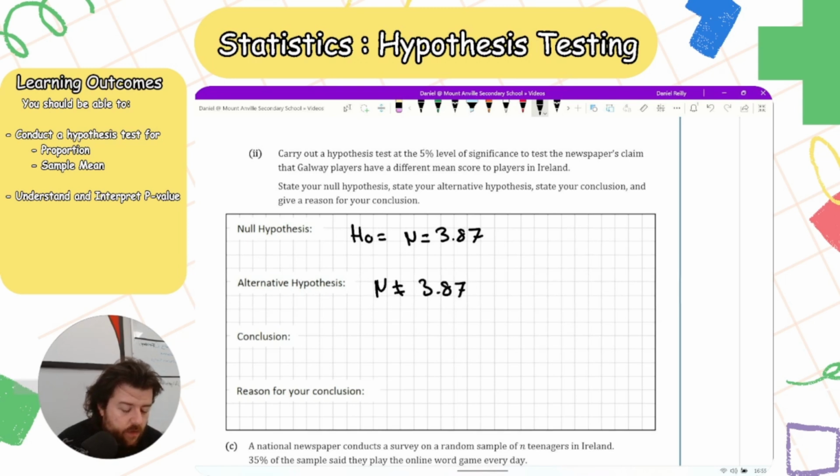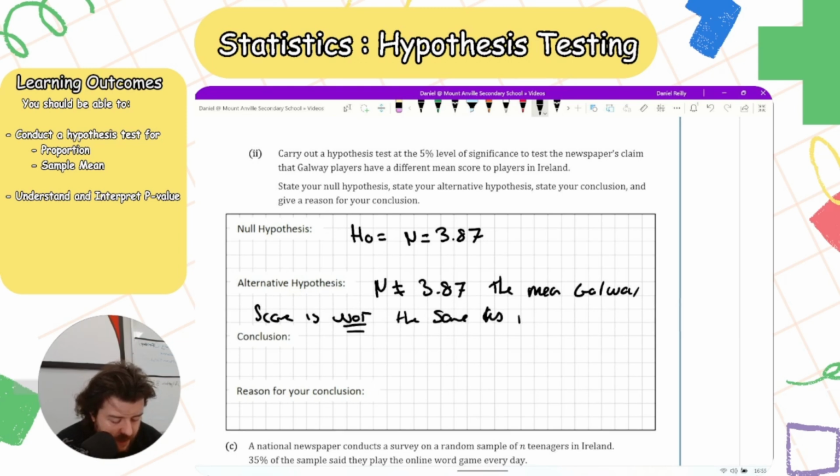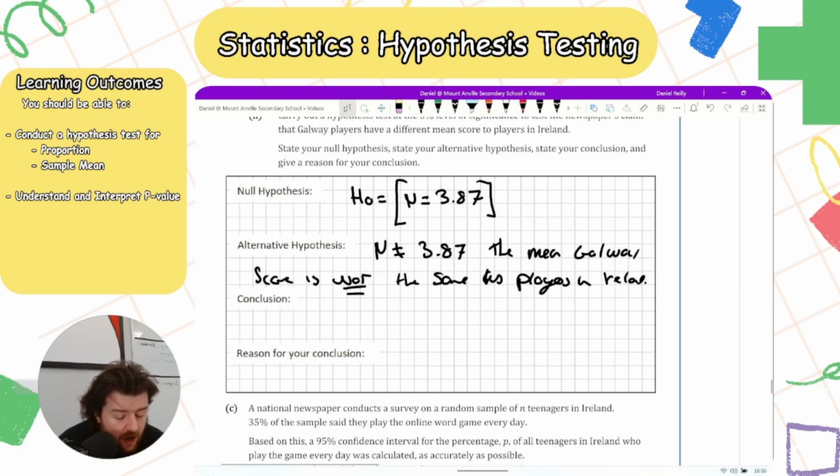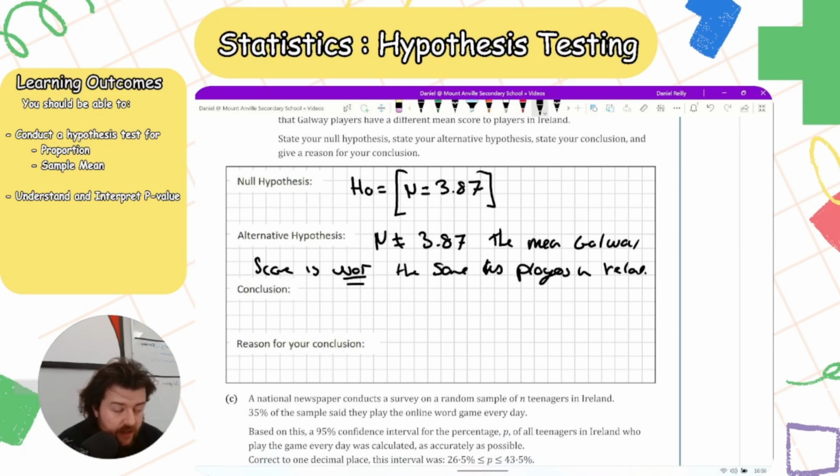The Galway players' mean score is not the same as players in Ireland. And what's my conclusion? Well, 3.87 is my claim here. If I go to my 95% confidence interval, that is outside my region. So we're going to reject this null because 3.87 lies outside my region.